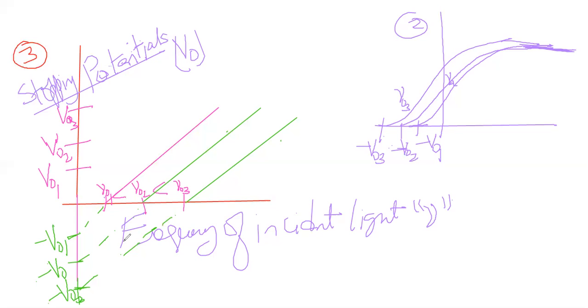So the very important thing is that stopping potential increases linearly with the frequency of incident radiation for a given photosensitive material. This is very important. Frequency and stopping potential are linearly related. That's why the straight lines are coming. Linearly related means direct proportionality. In English, we call that a linear relation. Have you noted down?